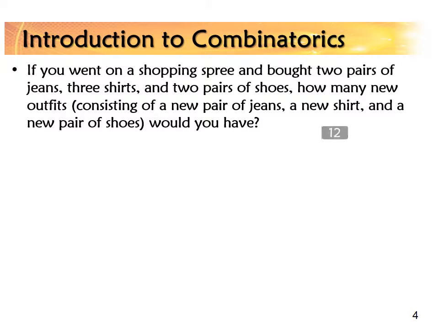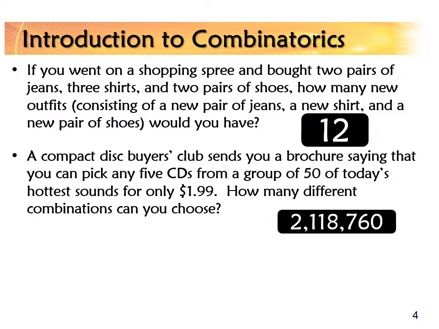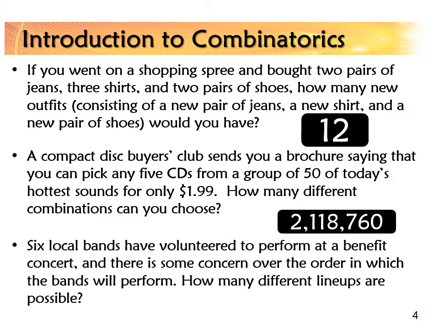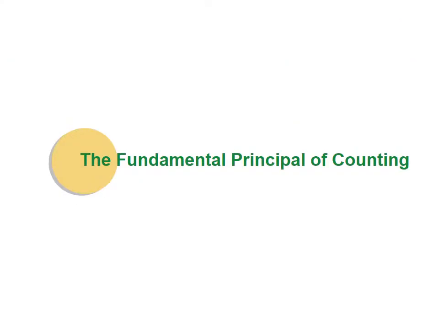So just to answer these questions, you could make 12 outfits. You could have 2,118,760 different combinations of the 50 CDs, taken 5. Kind of like a Sonic's different shake combinations, I think. And there's 720 different ways the 6 local bands could arrange themselves. So how did we get those answers?